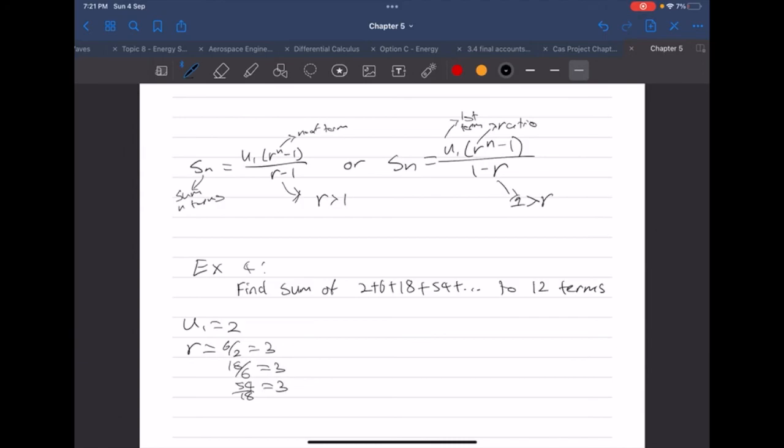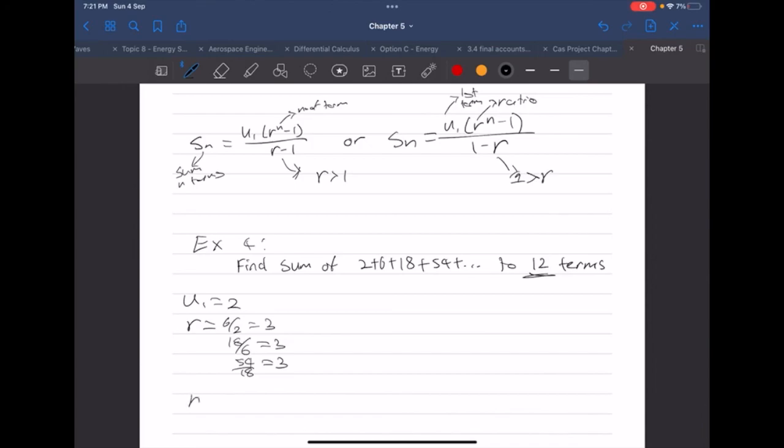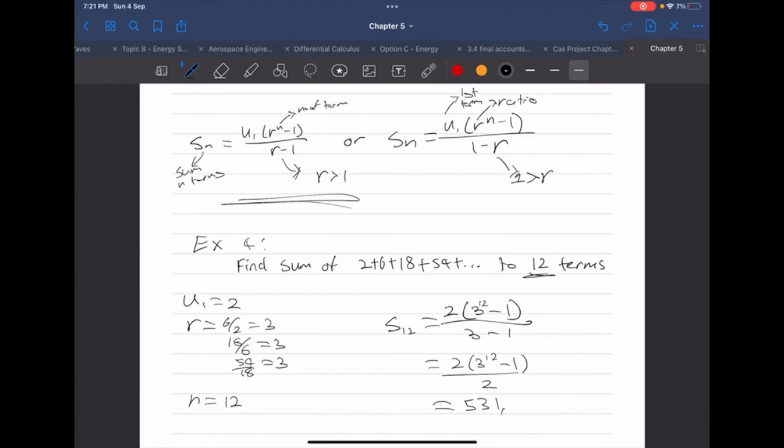So now we know the ratio is 3, and n is 12 because we have 12 terms. That's what we have to find. We'll use the equation on the left because r is greater than 1. So S12 equals 2 times r, we know r is 3, to the power n, in this case 12, minus 1, over r minus 1. So r is 3, minus 1. We can simplify this to 2 times 3 to the power 12 minus 1 over 2. And you can just put this into your calculator and you'll get the value of 531,440. So that is the sum of the first 12 terms.